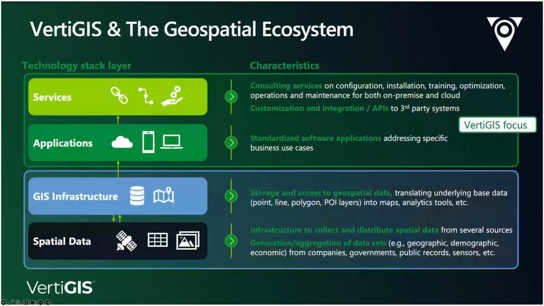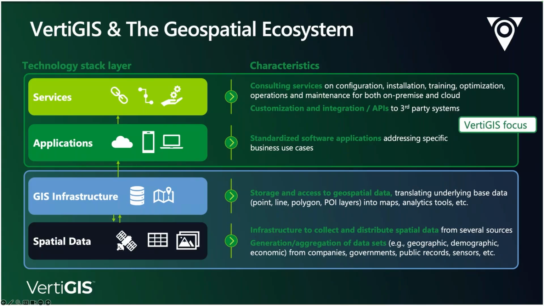The way I like to think about the geospatial ecosystem is kind of like a layer cake. If we start at the bottom of this diagram, our customers are typically acquiring or somehow recording spatial data and then storing that into a geodatabase. And they're using GIS infrastructure from ArcGIS to manage that data, but also publish that data out to their organization. At VertiGIS, our focus is not on spatial data or even on the GIS infrastructure, but rather on the applications that leverage the investment you've made and that sit on top of that GIS infrastructure.